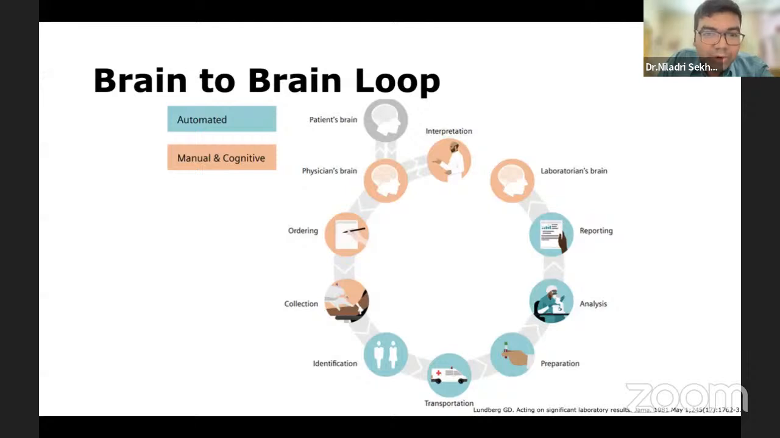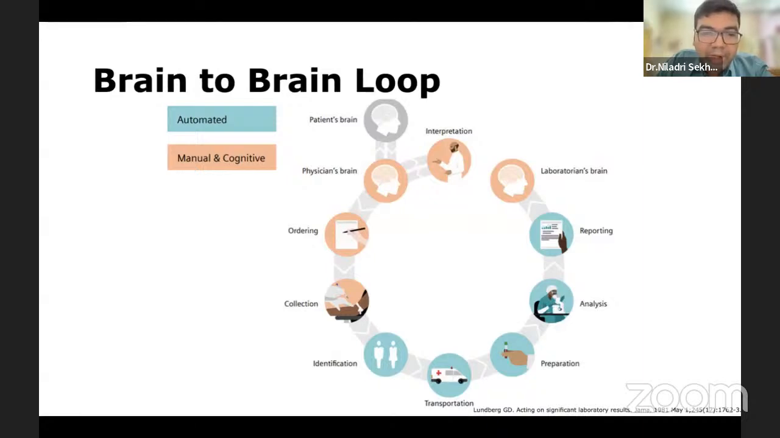After that, he will give the order of testing some blood sample, and there are some intermediary steps you can see there, followed by the laboratorian's brain. When he will interpret the result, he will try to interpret what may be the problem, and he will inform the physician. So there the loop is closing. This starts from the physician's brain and closes in the laboratorian's brain, and in between there are intermediary steps which can be automated or can be manual and cognitive.